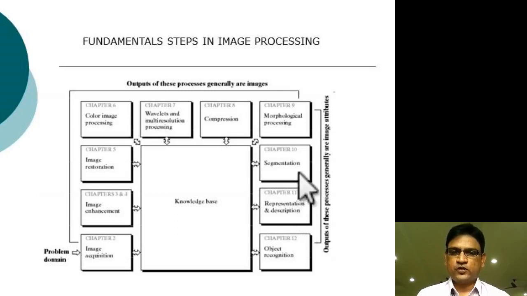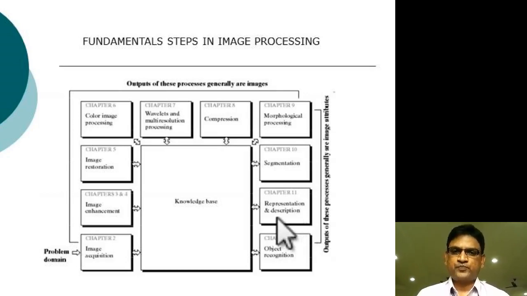And next is the representation and description. In general, the output of the segmentation process is what is called raw pixel data, which has no meaning. This step, representation and description, will assign a meaning to that, depending upon whether those pixels describe the external characteristics or the internal characteristics. If the interest is on external characteristics, then we call it boundary representation. And if the interest is on internal characteristics, then we call it regional representation.